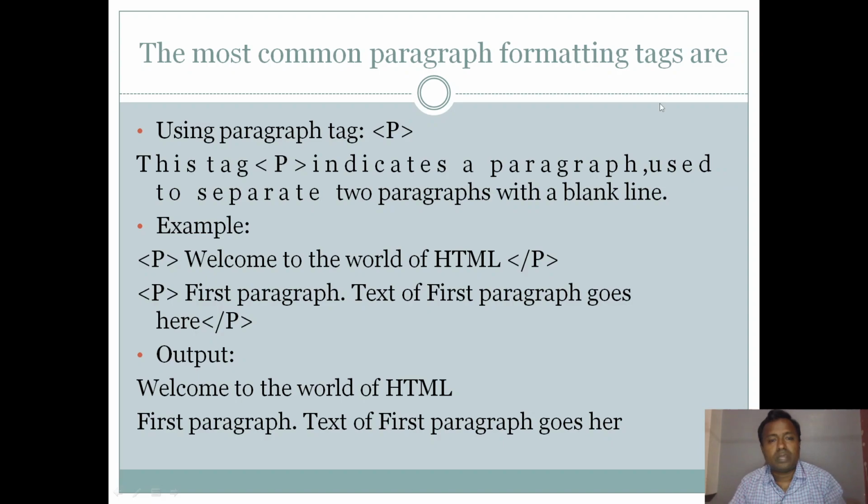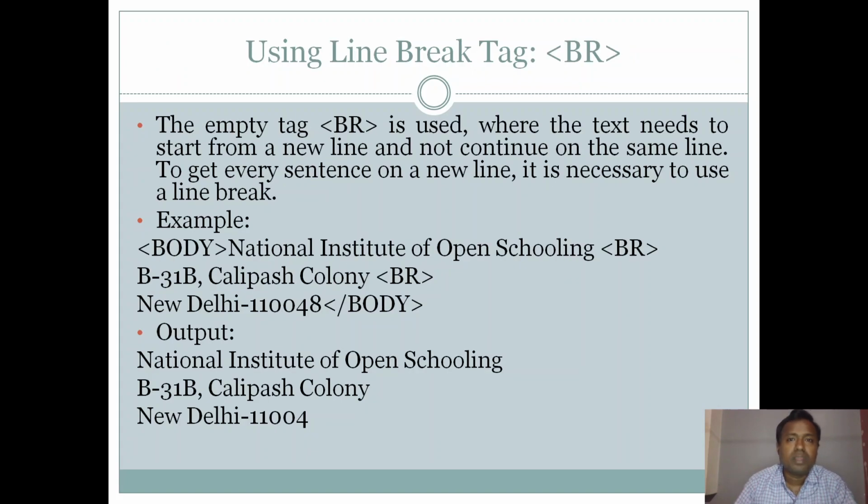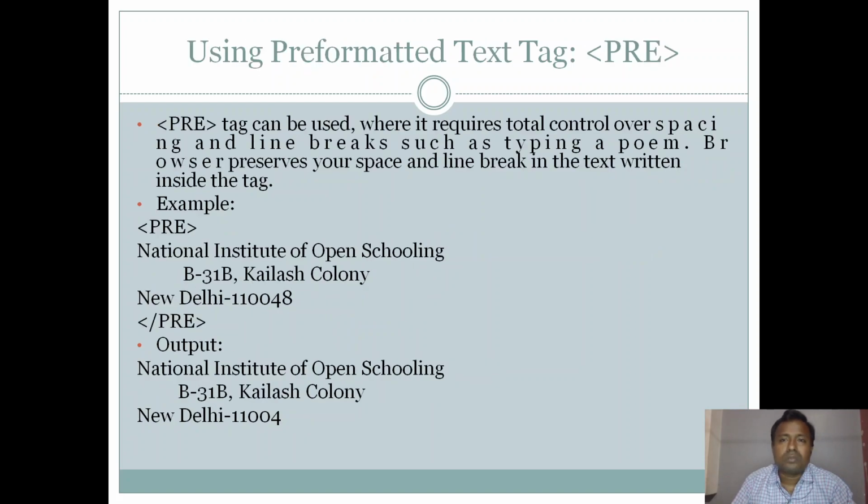Right. Okay. So this is the first one, the paragraph formatting tag. That is the P tag. Now the next one you can see is called BR. BR stands for break tag. Whenever you want to display the content on a new line, you can take the help of the BR tag. The BR tag is an unpaired tag for which you need not provide any end tag. Okay. We have already seen an example for the BR tag.